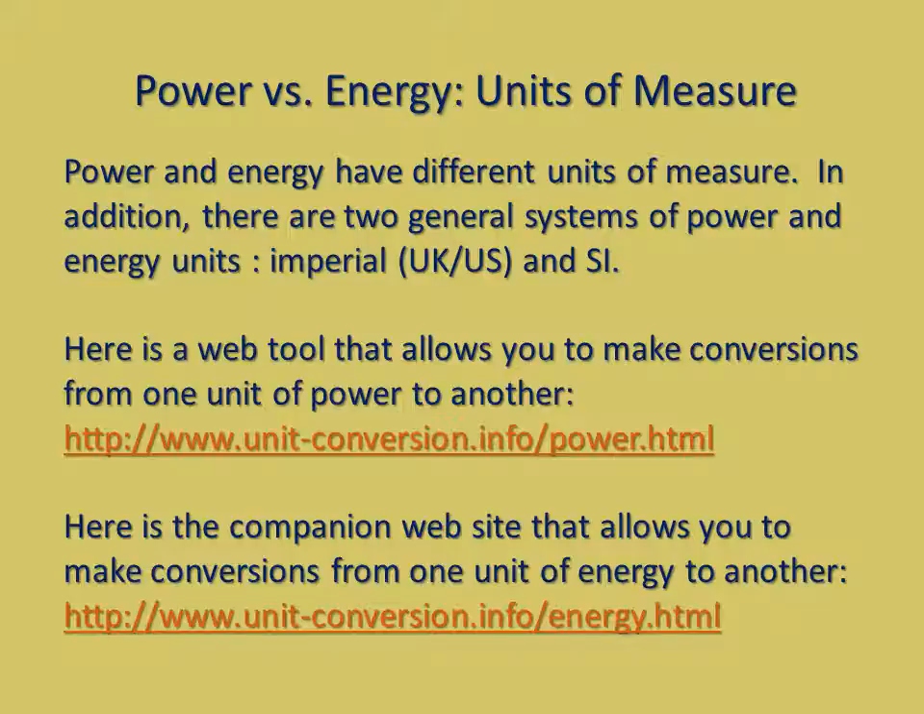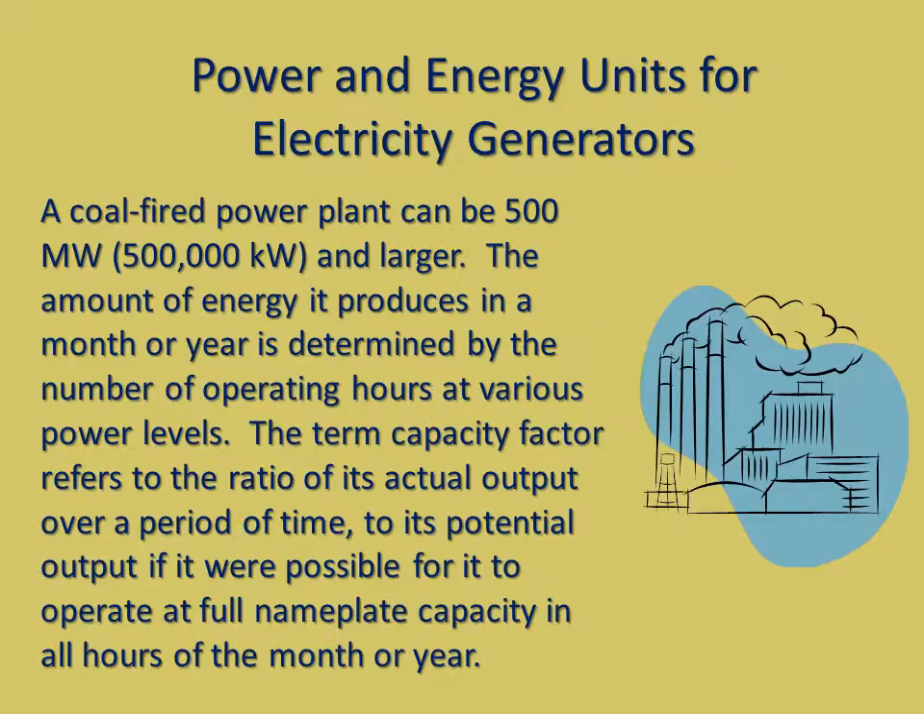Okay, so far we've talked about power and energy in the context of appliances, a light bulb, a vehicle, or a furnace. These concepts are also very important in the context of electrical generating systems. Okay, and so I want to look here at a couple examples. Coal-fired power plants are typically about 500 megawatts or larger, and so that would be equivalent to 500,000 kilowatts or 500 million watts.